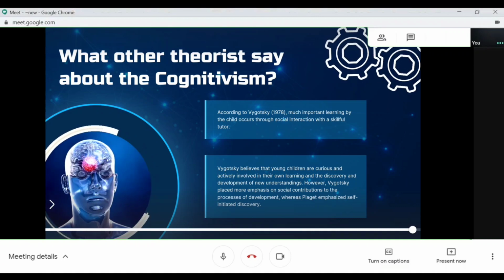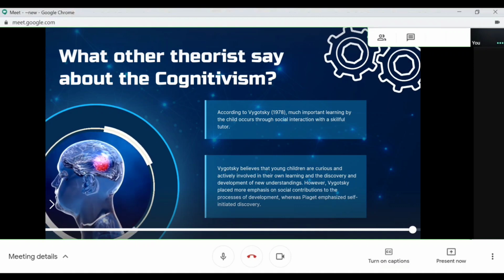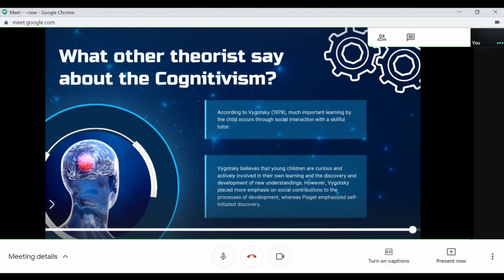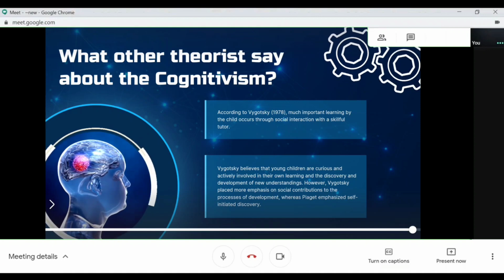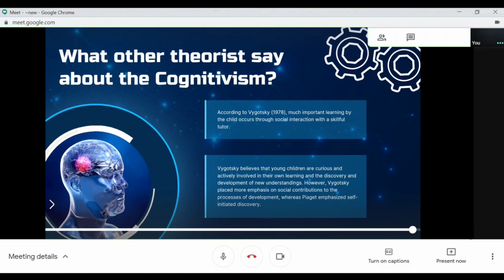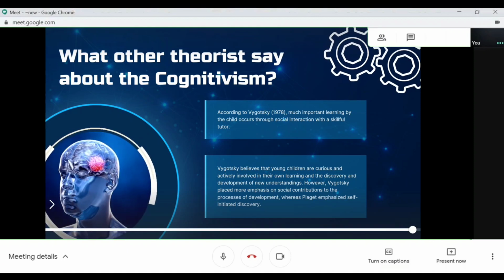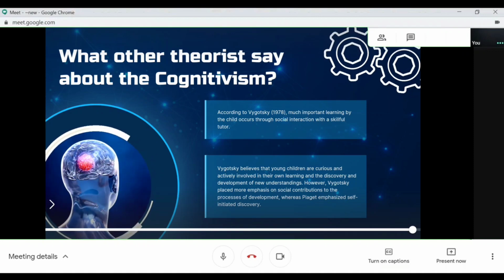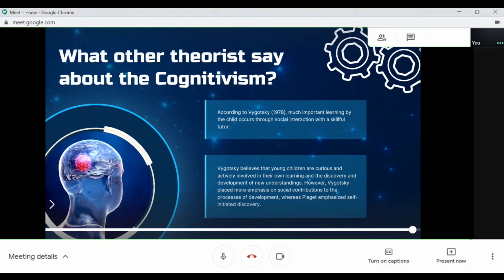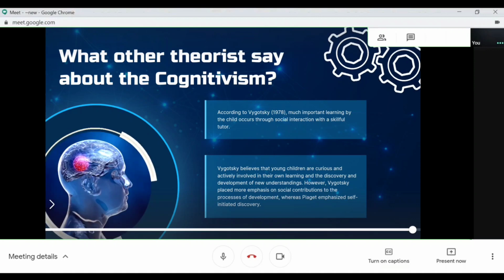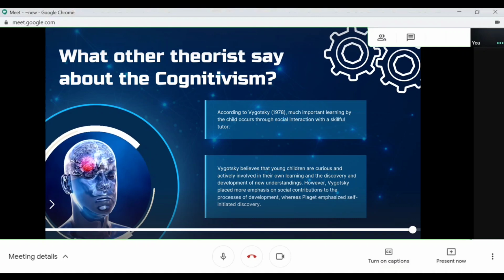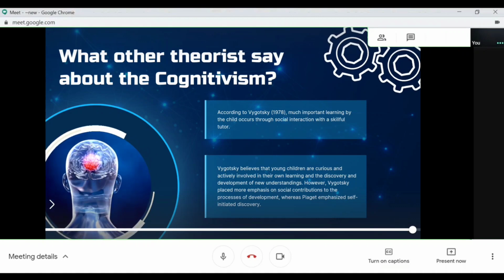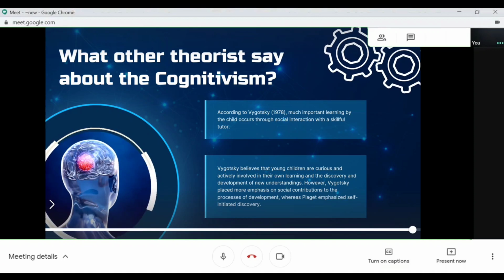According to Vygotsky, 1978, much important learning by the child occurs through social interaction with a skillful tutor. Vygotsky believes that young children are curious and actively involved in their own learning and the discovery and development of new understandings. However, Vygotsky placed more emphasis on social contributions to the process of development, whereas Piaget emphasized self-initiated discovery.